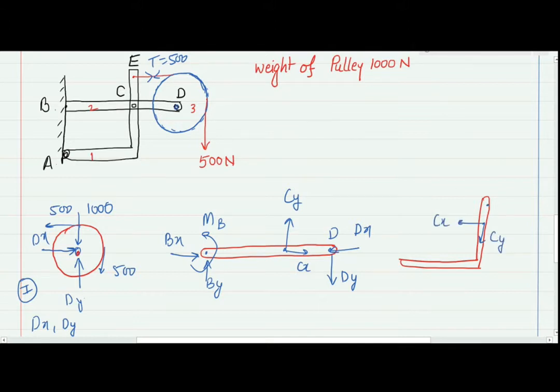Here the point E, which is equivalent to this point, I have a tension T here, so I will put a tension T here. This is my pin joint A, so two forces Ay and Ax. So now we have three free body diagrams. We can solve the problem to get the unknowns.